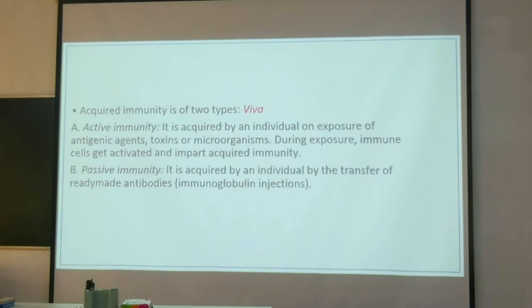Next. Now, acquired immunity is of two types. Active immunity is acquired by an individual on exposure to antigenic agents, toxins or microorganisms. During exposure, immune cells get activated and impart acquired immunity. Passive immunity is acquired by an individual by the transfer of ready-made antibodies, immunoglobulin injections. Next.